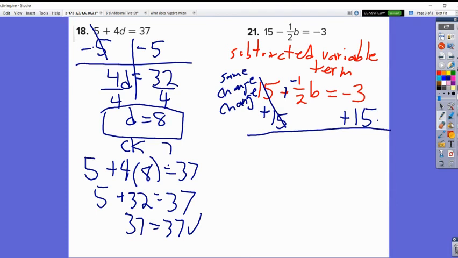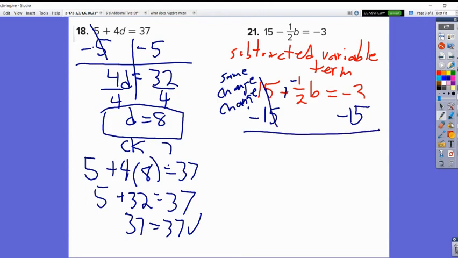Not add, subtract. Just talked about it and then I didn't do it. It happens. All right, so we're going to subtract 15 from both sides. That goes to 0, leaving me with negative 1/2 b equals negative 2 minus 15. I'm not going to mess this one up again. So down here, I'm going to go negative 2 minus 15. That's the same as negative 2 plus negative 15. That's negative 17.